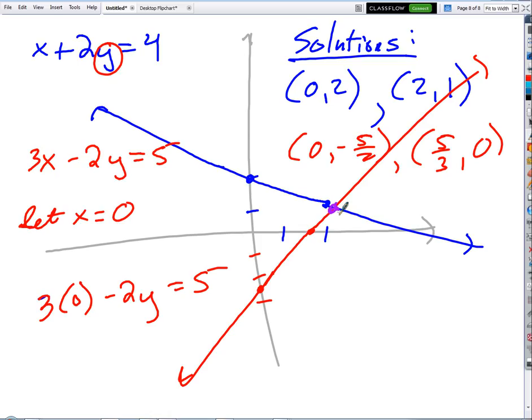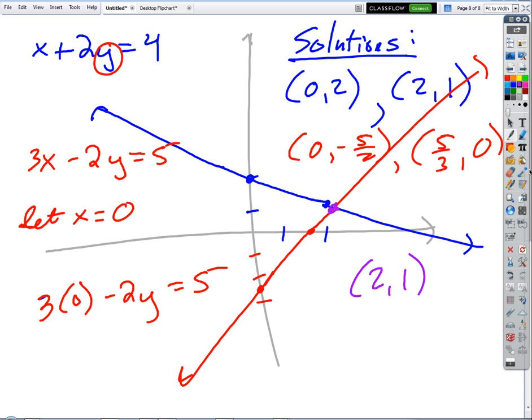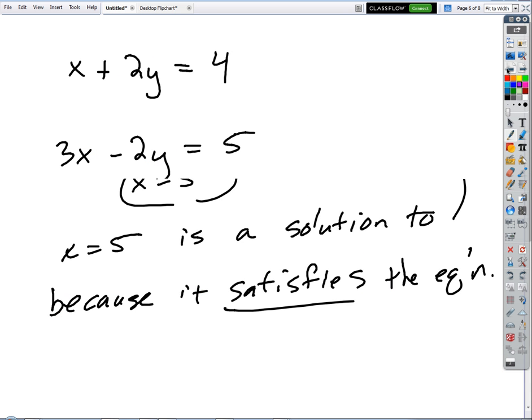It looks like x equals 2-ish and y equals 1-ish, right? We don't know if that's right. It's not a very accurate graph, but we could check it and see. So it looks like the solution is at (2, 1). Let's just go back and try it in both and see if it works.